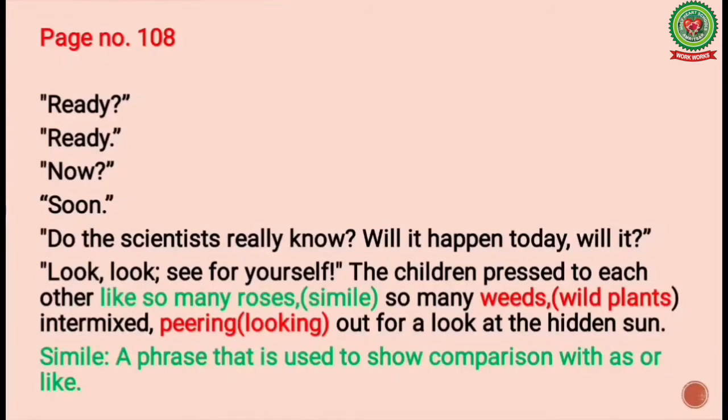The children got closer to each other like so many roses and so many weeds. Students, here the author has used a simile. Now what is a simile? A simile is a phrase that is used to show comparison with as or like. The children have been compared to the roses and to weeds. Some were lovely and innocent, so they were like roses, while some children could be troublesome, so they have been compared to weeds. So they all were looking out to see the hidden sun, which was going to rise. Now let's continue reading.